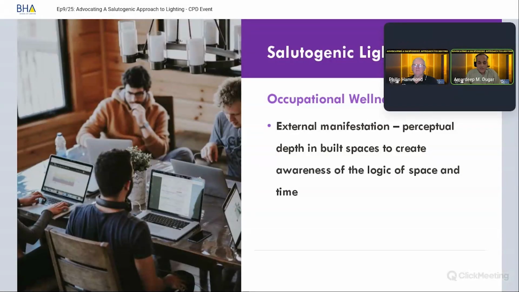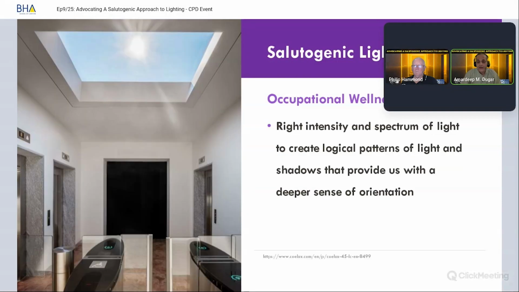Your work environments, every time you enter into a built space, what you're looking for is perceptual depth. Because when you're going to be working in a space and spending one third of your life in a work environment, you need to have a sense of logic of space and time within your working environments. And that's where you want to bring in intensity and spectrum of light that create logical patterns of light and shadows, because that's what provides you with this deeper sense of orientation.